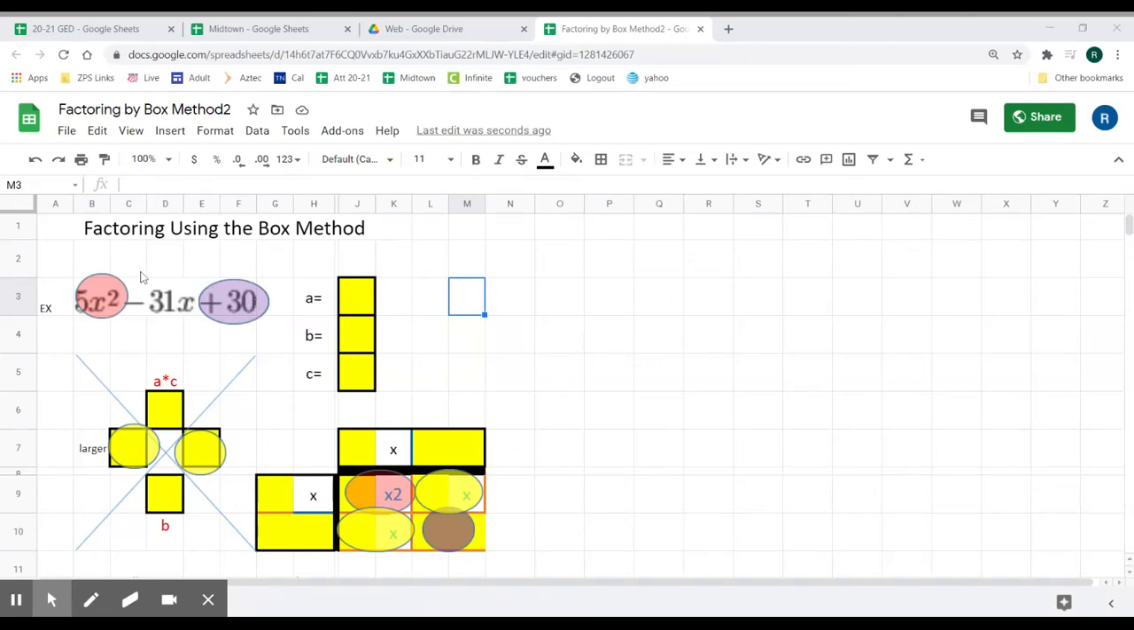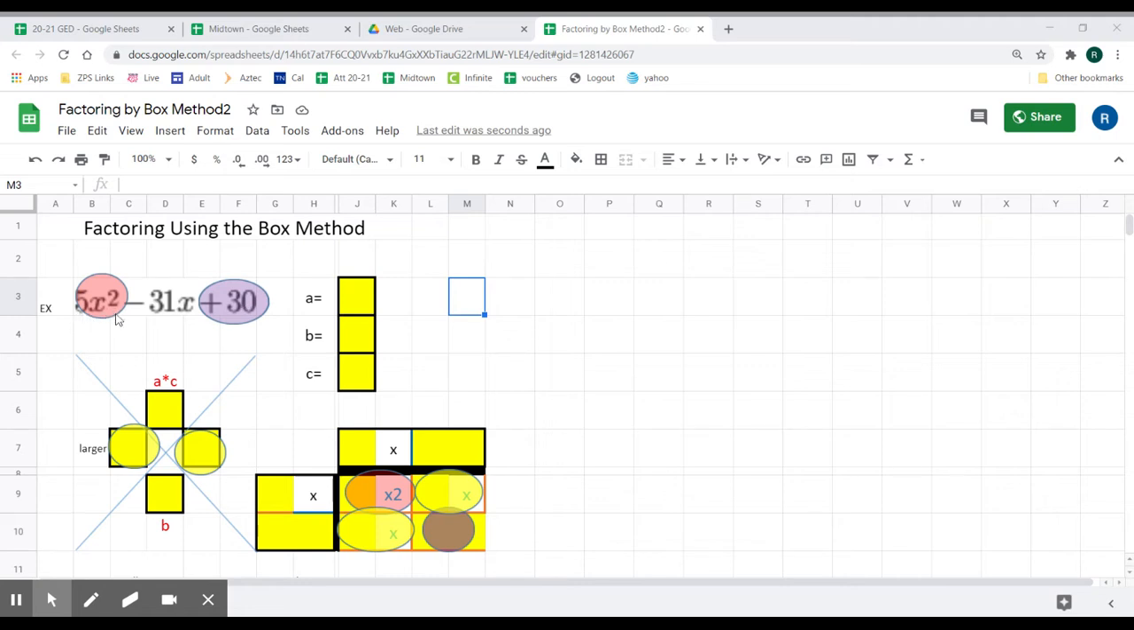Hello, today we're going to talk about factoring using the box method. There's about 4 or 5 different ways that you can factor the numbers. This way is the box method because down here you can see it looks like a box. So you have 5x squared minus 31x plus 30.